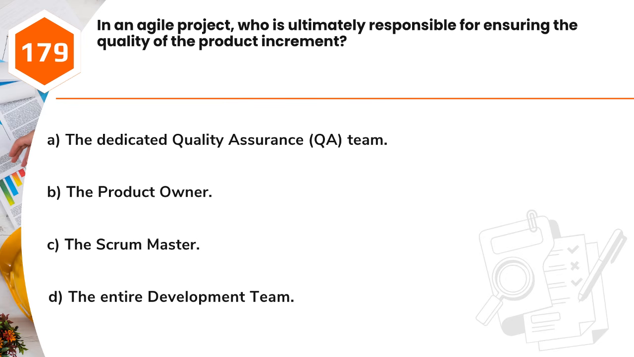Question 179. In an Agile project, who is ultimately responsible for ensuring the quality of the product increment? A. The dedicated quality assurance (QA) team. B. The product owner. C. The Scrum Master. D. The entire development team.